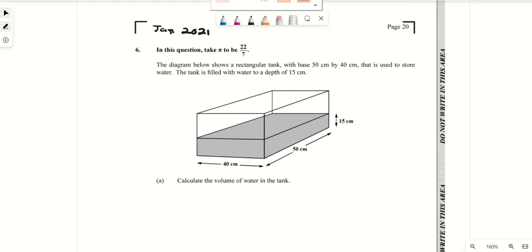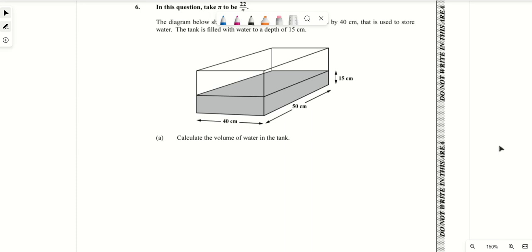We're going to be doing January 2021 number 6, which is shapes. Questions on shapes, whether it be volume, perimeter, area. They ask you in this question, the diagram below shows a rectangular tank with base 50 centimeters by 40 centimeters. So we say 50 by 40. And this is used to store water. The tank is filled with water to a depth of 15 centimeters. So that is not the height of the tank, but the water in it is 15 centimeters high. Calculate the volume of water in the tank.